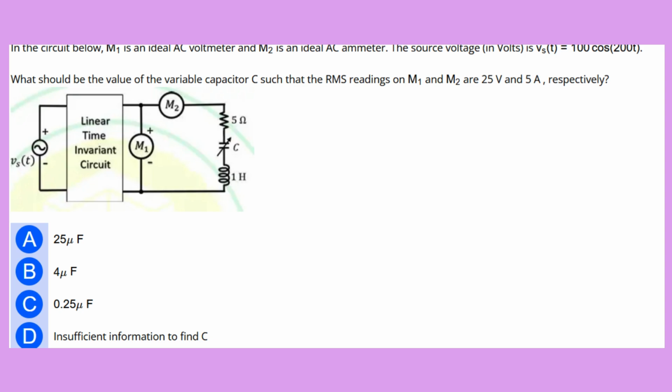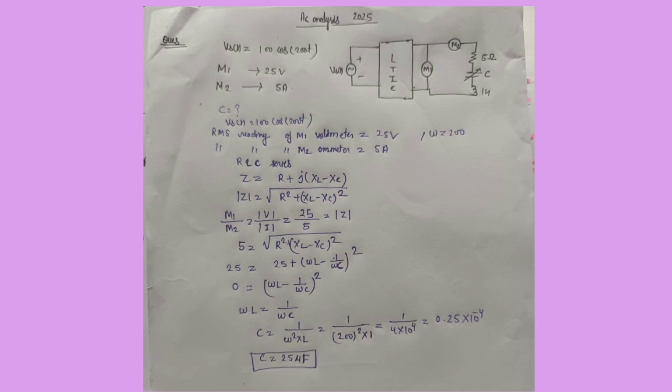The source voltage is given and we need to find the capacitor value. What is the capacitor value in this circuit? See the solution: M1 equals 25 volt and M2 equals 5. So it is an RLC series circuit. So firstly we find the impedance.